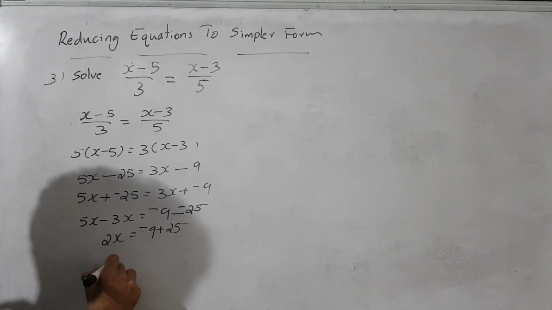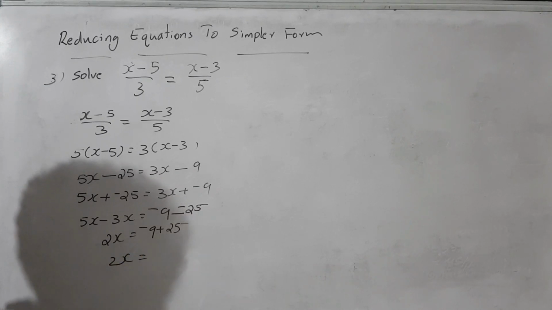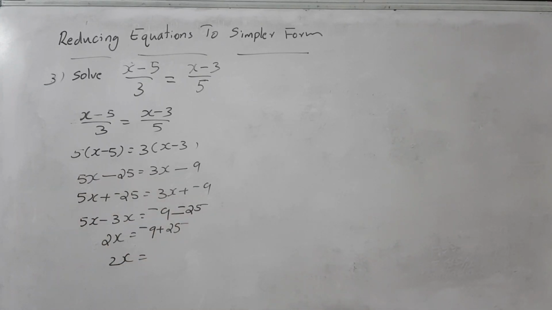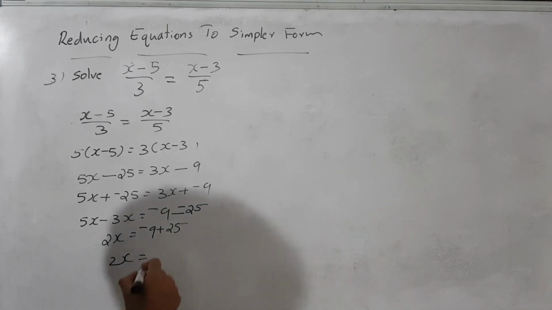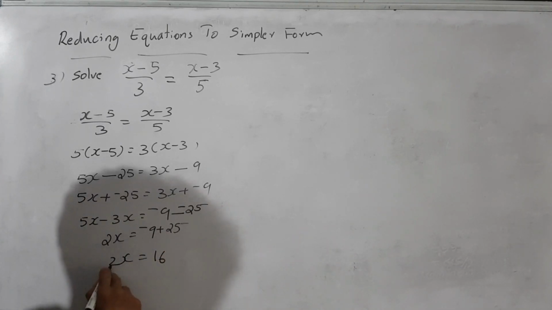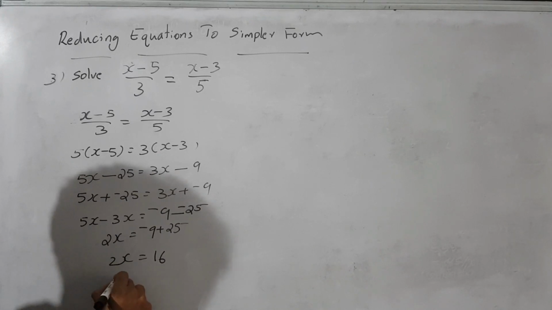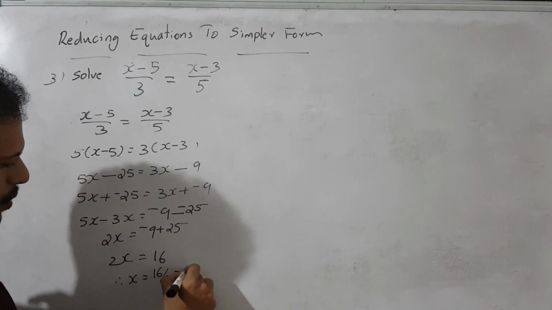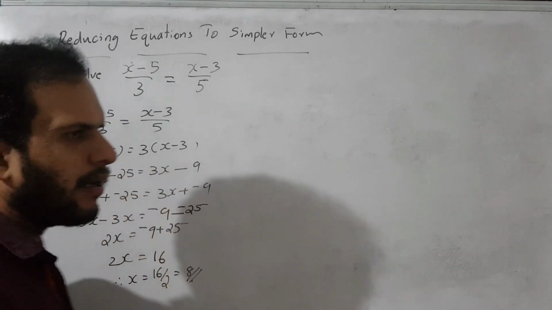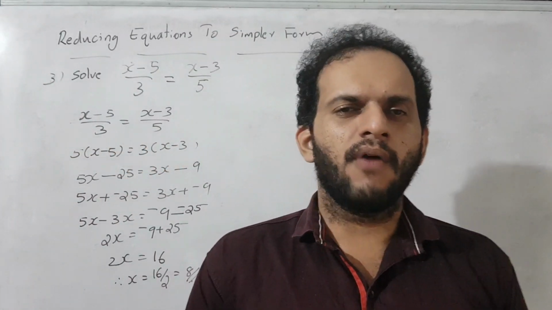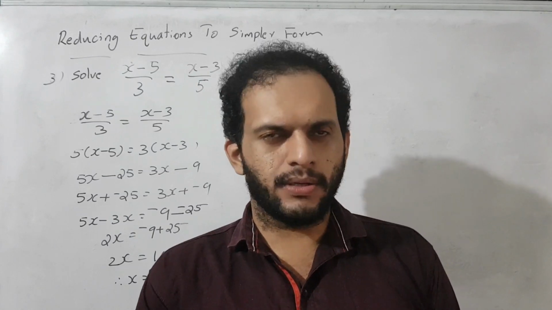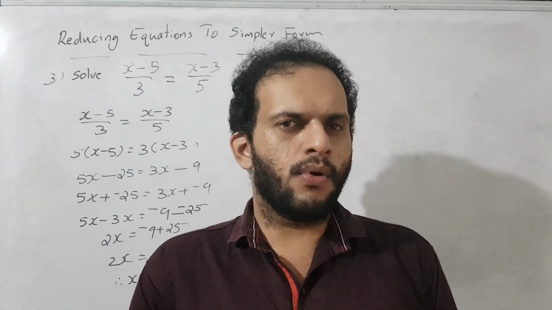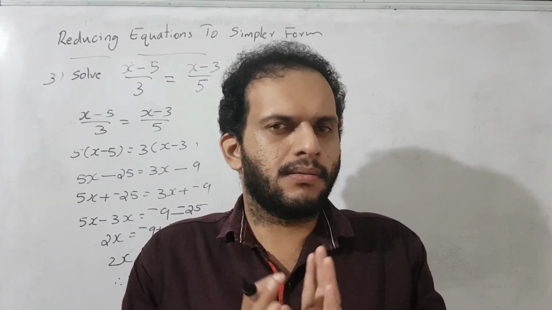Then 2x is equal to, what is minus 9 plus 25? Both have different signs, so we subtract 9 from 25. What do you get? That is 16. Then 2x is equal to 16. Therefore x is equal to 16 by 2, which is 8. So here, what is the value of x? The value of x is equal to 8. Okay, I think you got these ideas.